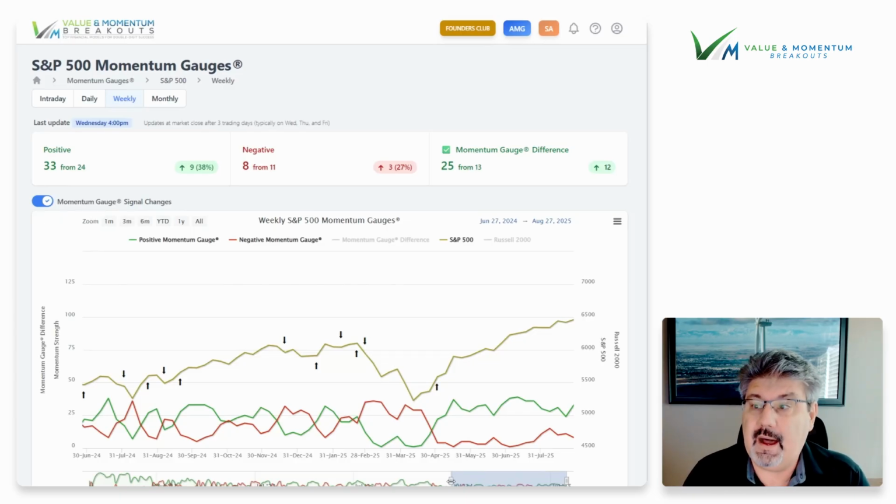And so I like to use this as a money flow indicator for the markets. If this one's positive, it is almost impossible for the markets to go down.